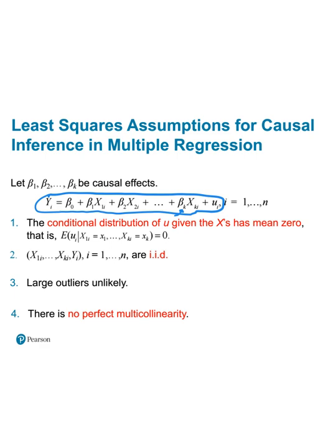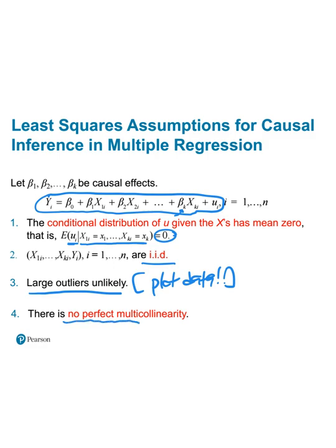We have a few assumptions, and the first 3 should look very familiar. Here we're going to have the expected value of our error term given our independent variables is 0. So there's no correlation, no omitted variable bias, no connection between our error term, omitted variables, and our regressors that we're controlling for. That's great. We also assume that we have IID data. We are assuming that there are no large outliers, and to know this, we need to plot our data. And then last but not least, we have no perfect multicollinearity, and we'll talk about that in just a moment.